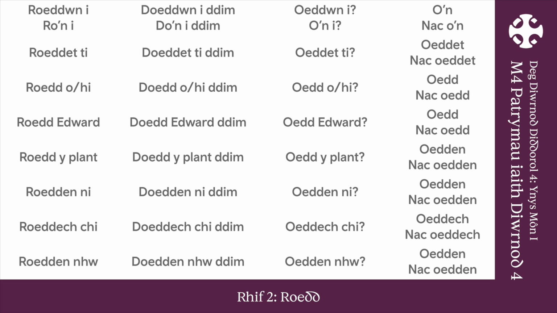Roeddech chi. Doeddech chi ddim. Oeddech chi? Oeddech. Nac oeddech. Roedden nhw. Doedden nhw ddim. Oedden nhw? Oedden. Nac oedden.